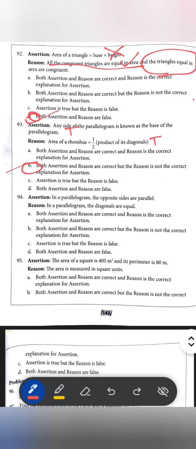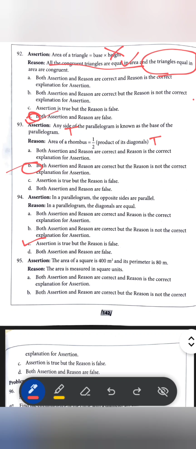Now question number 94. In a parallelogram, the opposite sides are parallel. Yes, that is correct. In a parallelogram, the diagonals are equal. No, that is not correct. So here you can see simply if you will draw, this one is the longer diagonal and this one is the shorter diagonal. So they are not at all equal. Okay. So assertion is true but reason is false.